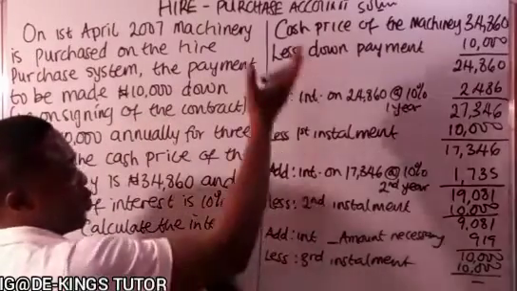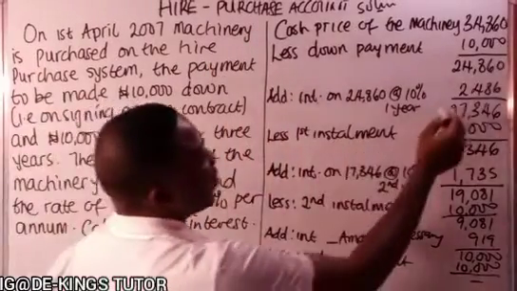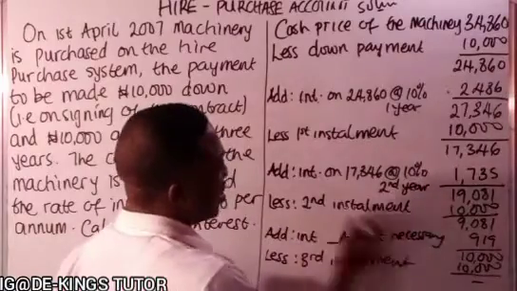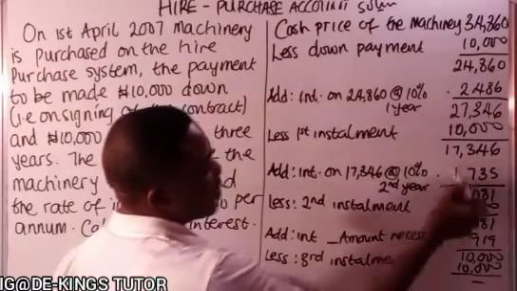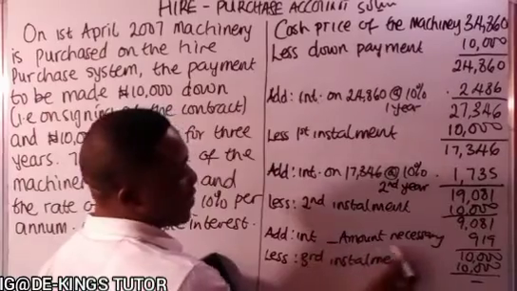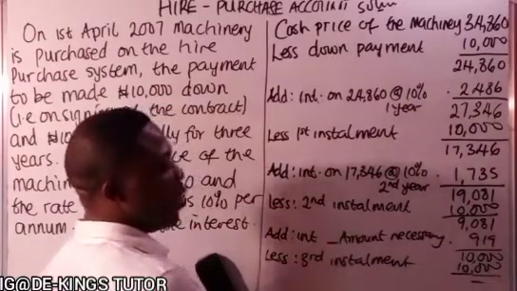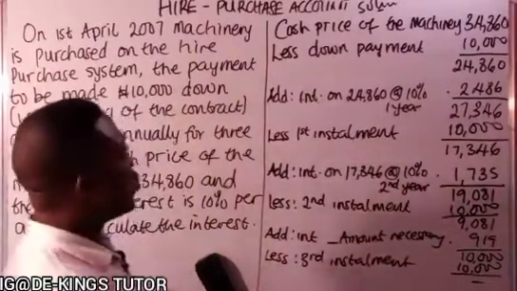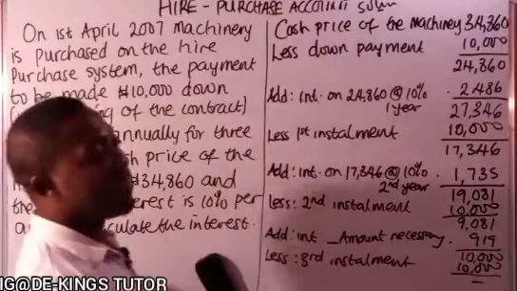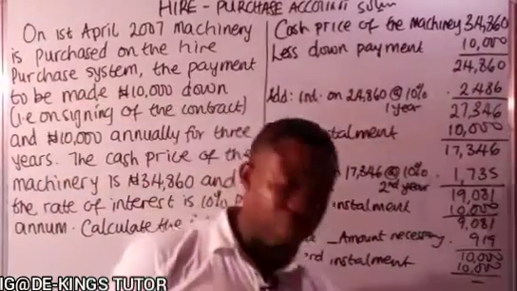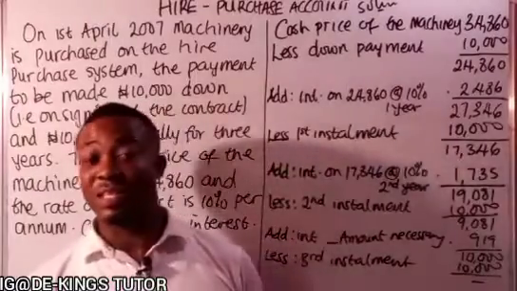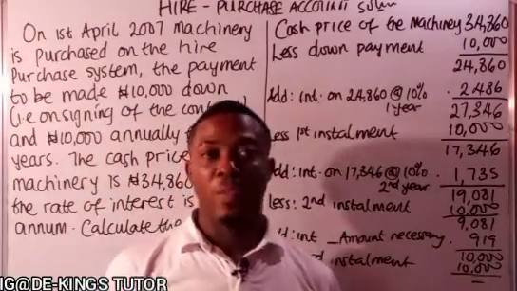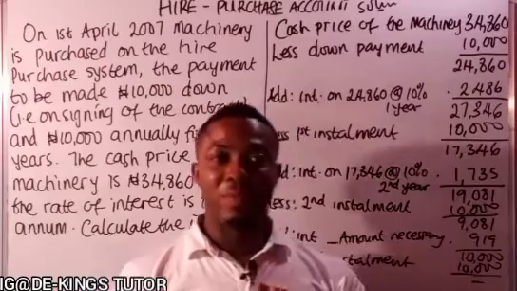So with that, you've calculated the interest. The interest for the first year is 2,486, the interest for the second year is 1,735, and the interest for the third year is 919. Now we can start posting to different accounts if we are required to do so. So that is how to prepare the interest.